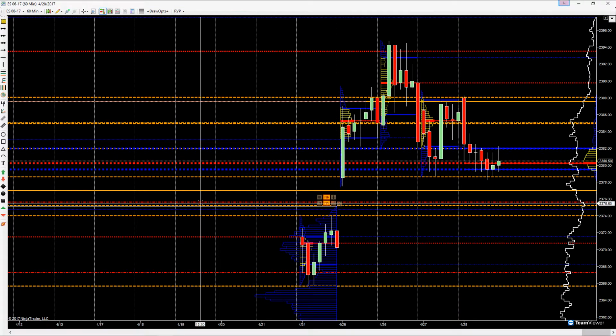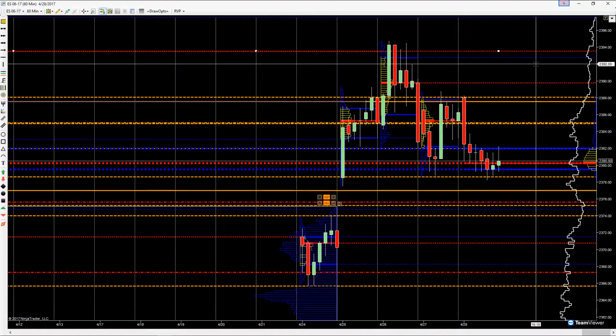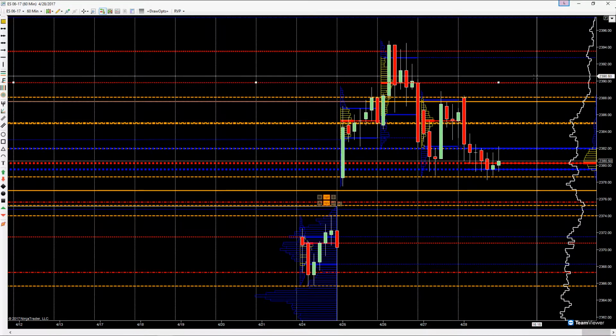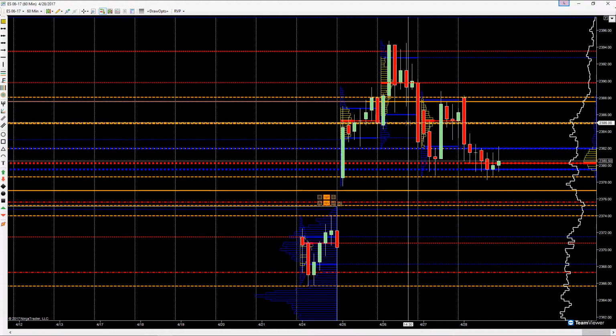Speaking of which, let us take a minute. I'm going to copy and paste this VPOC, and I'm going to make a new one here. I want to cover over this naked VPOC so that it ends up showing me on my other chart.